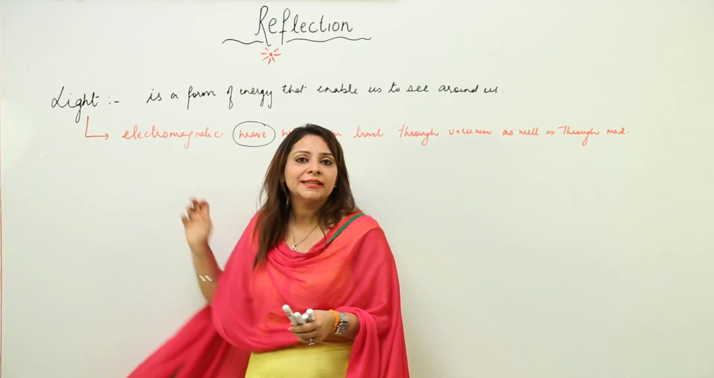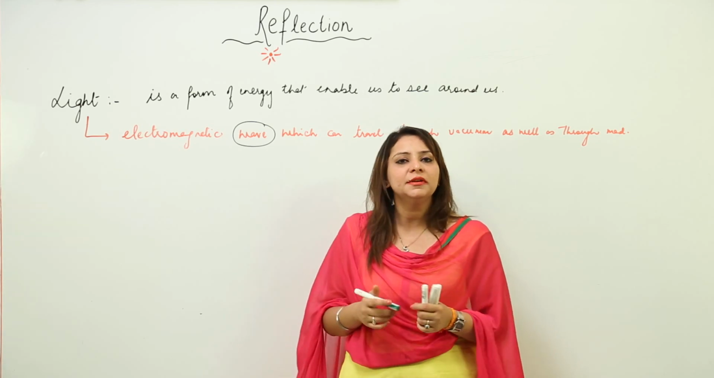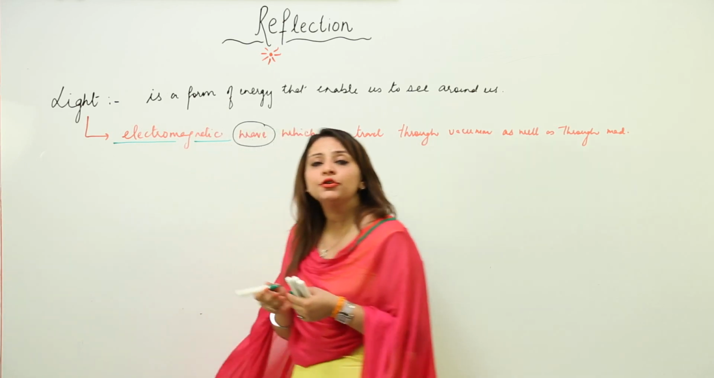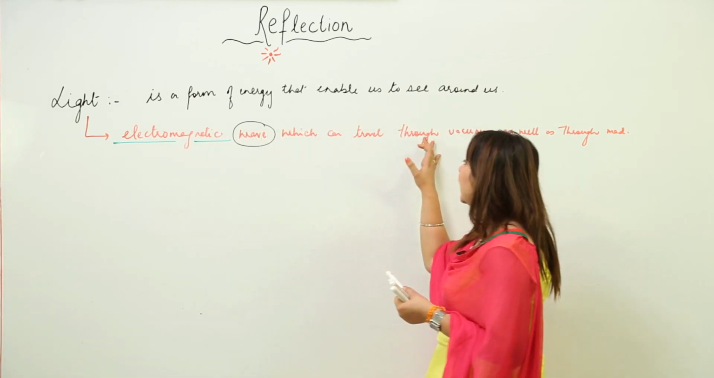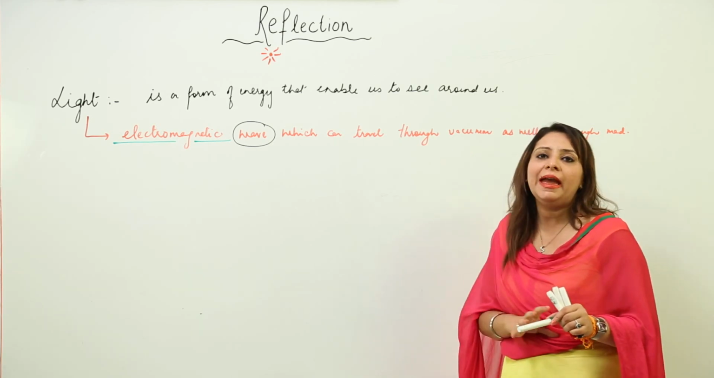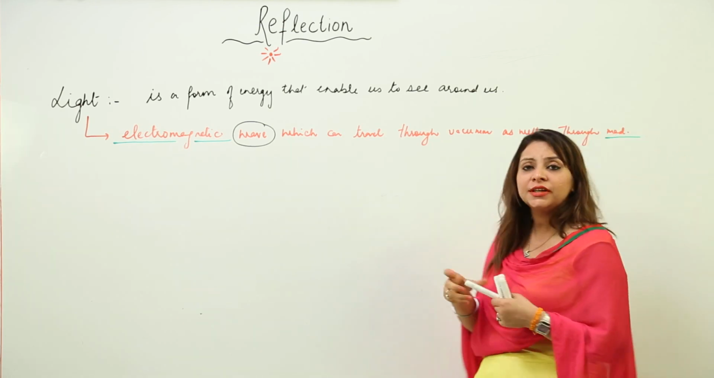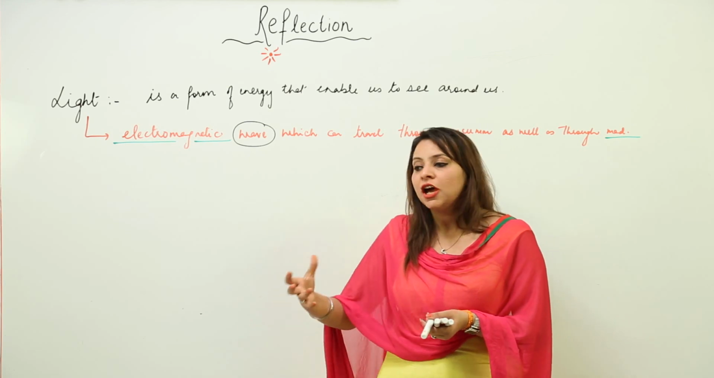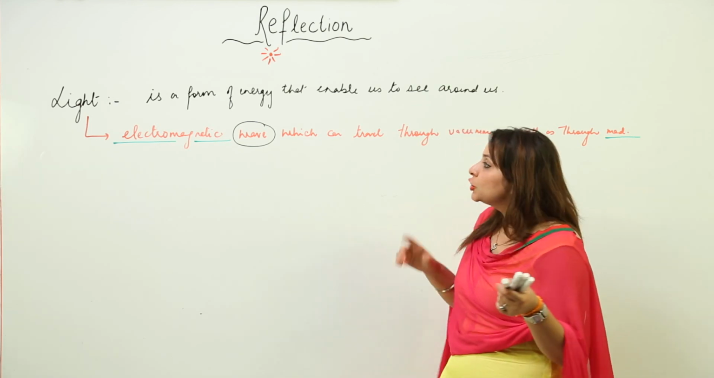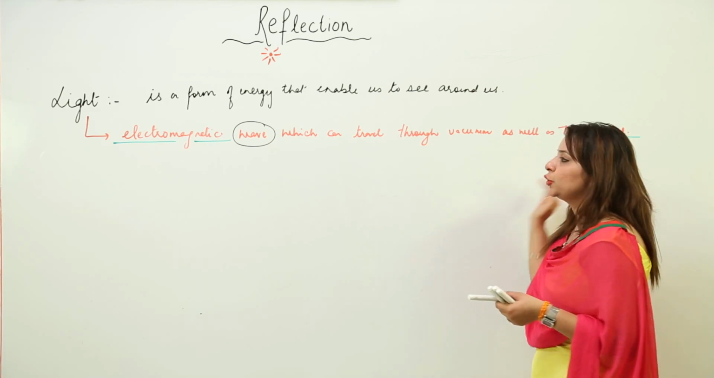So we regard light as a wave. That means there is a periodic, regular disturbance in a medium. And as I told you, it is an electromagnetic wave, which can travel through vacuum. Vacuum is where nothing is present, not even air. And it can also travel through any medium. A medium is where certain things are present, like air, water, glass. They all act as a medium. So light is an electromagnetic wave which can travel through a medium as well as through vacuum.